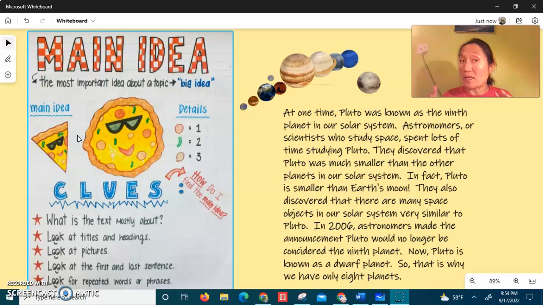Look at the title. That'll tell you mostly about what the topic might be. Look at the pictures, the titles, the headings. Look at the more important beginning and ending sentences of the paragraphs. Really important. And then look for repeated words or phrases. Phrases are like sentences, so look for those, because sometimes some of the sentences are similar.